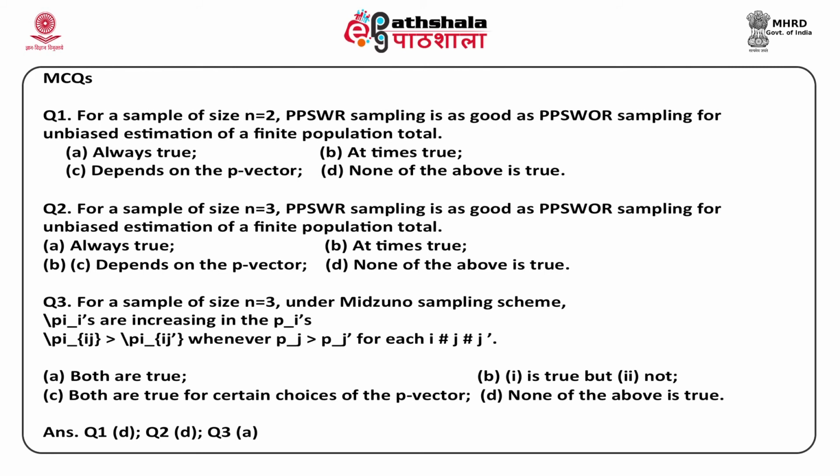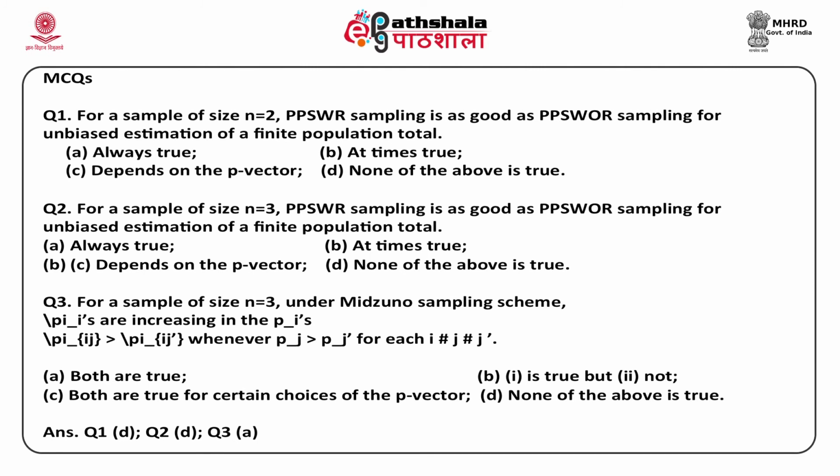Question number 2, you are referring to PPS with replacement sampling and you are referring to PPS without replacement sampling. Do they mean the same in terms of variance? Naturally, if you are talking about unbiased estimation of the finite population total, you apply the PPS with replacement sampling estimator and the without replacement sampling estimator. Do you expect that the two will have identical performance? That is never true. Okay?